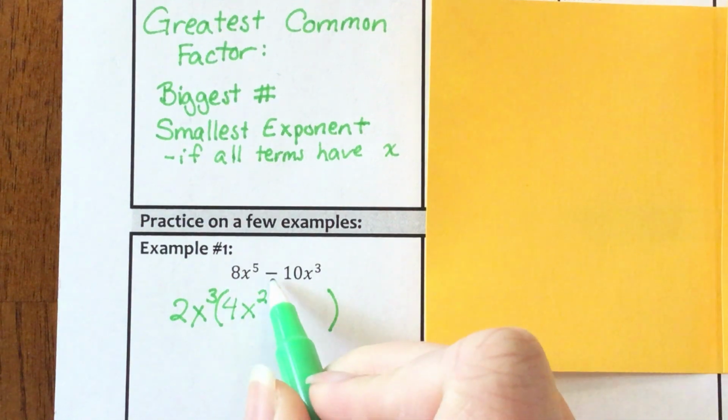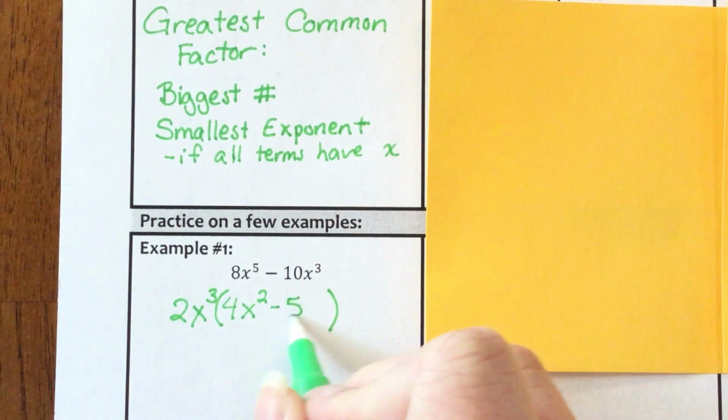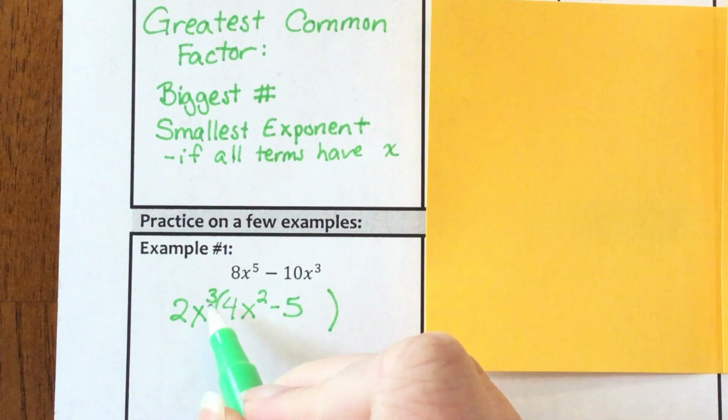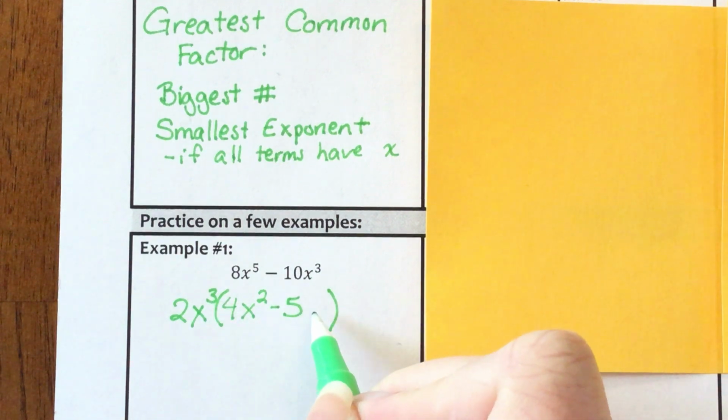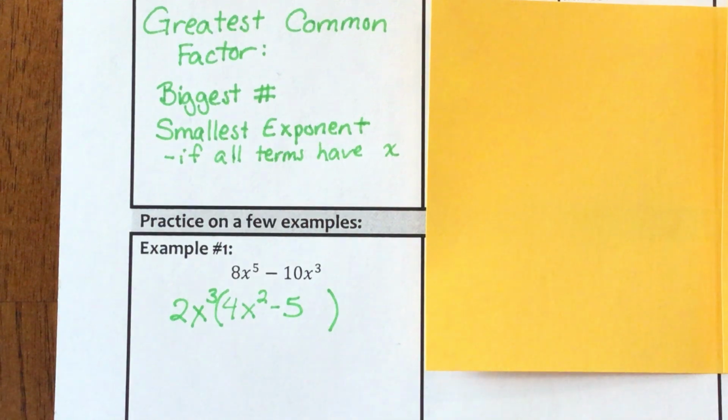Okay, second term. We have a negative 10. Negative 10 divided by 2 is negative 5. And then we would have an x here, except 3 minus 3 is 0. So we have 0 x's left over right there. We always at this point look to see if whatever's inside the parentheses will factor any further. It happens that we cannot factor this problem any further, so this is our answer.